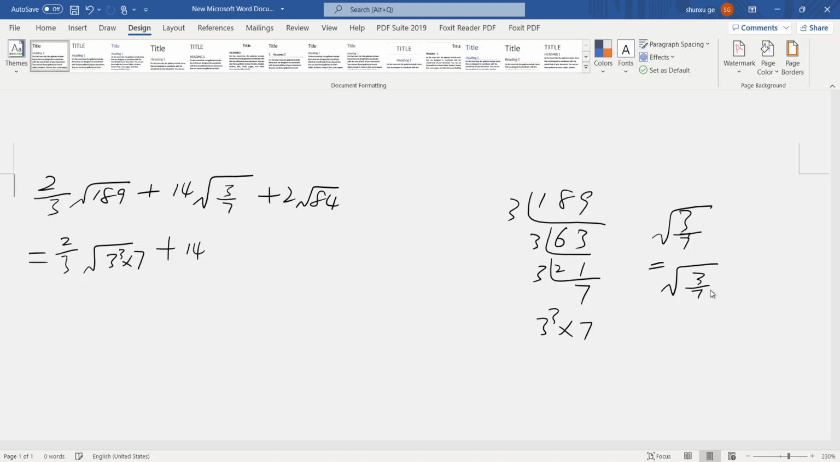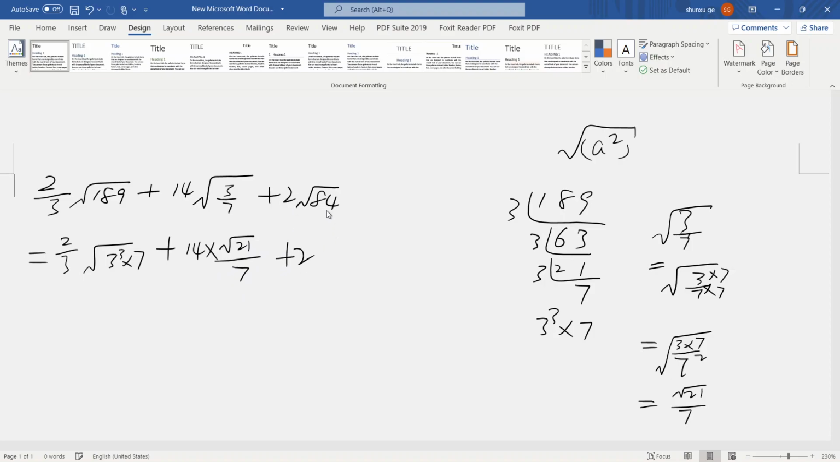3 times 7. If we can do some number like this, 2a, then under the square root we can take a out. So we can do this times 7 times the same number times 7. So it's equal to 7 square root of 3 times 7. So that means 7 over 3 times 7, 21. Times square root 21, 7. Okay, plus then 2 times 84.